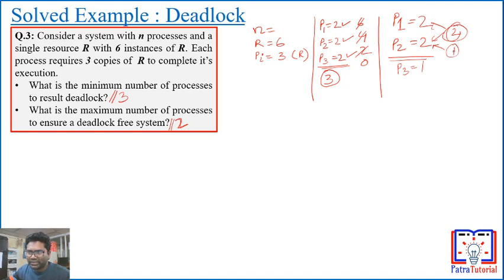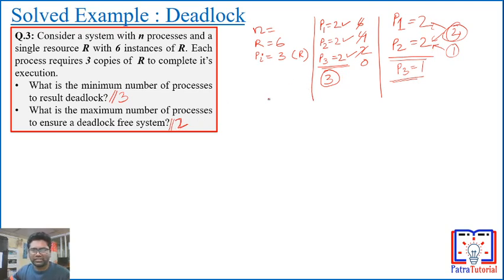The system may take 2 more instances, meaning the system will allocate 2 instances to P3, and in that case it will create deadlock. So there is a possibility of a deadlock free system with 3 processes also. If I allocate 2 to one process and keep 1, then I allocate this 1 to either P1 or P2, and the system will keep executing the processes. But that is not always guaranteed. So the maximum number of processes we can have to ensure a deadlock free system is 2.